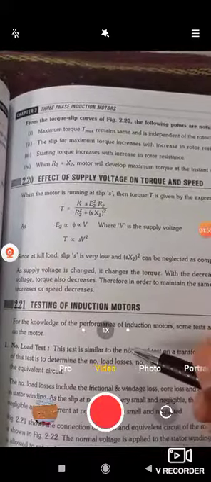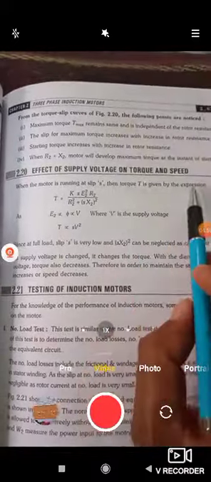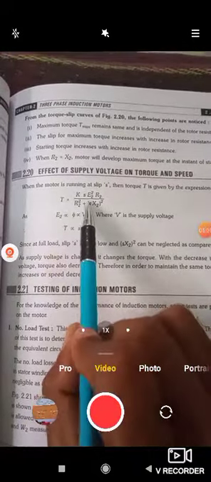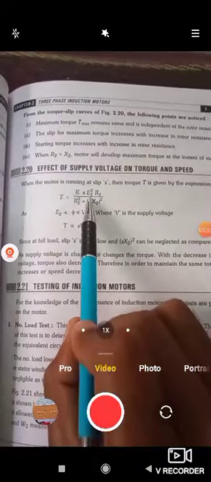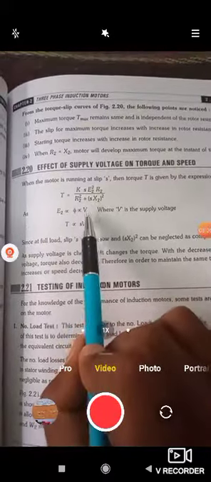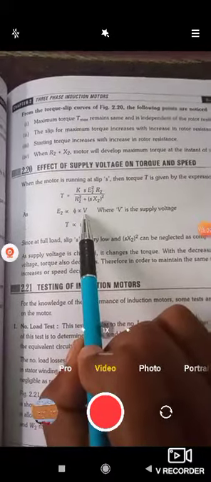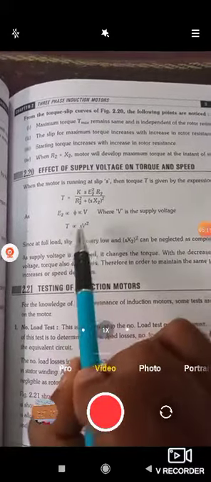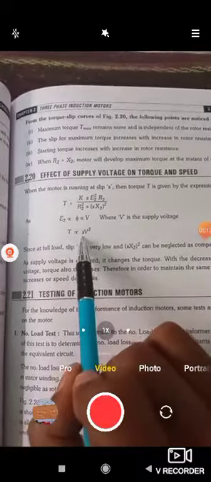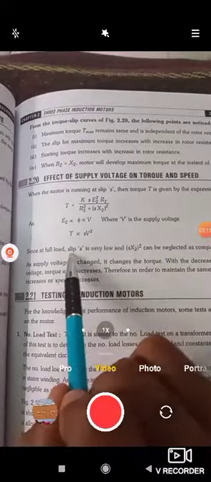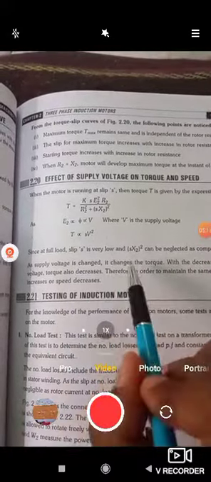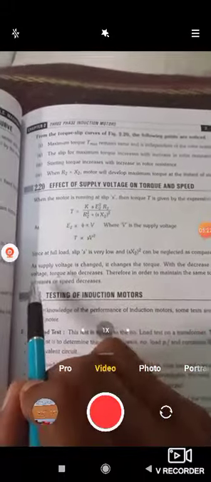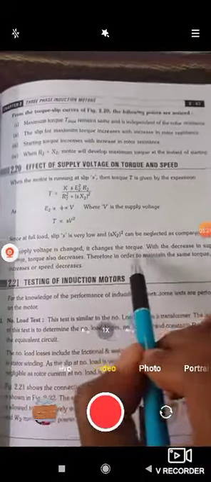Effect of supply voltage on torque and speed. From this equation, E2 is the voltage developed on the rotor, which is proportional to flux, and flux is proportional to supply voltage. So torque is proportional to S into V square. Since the full load slip S is very low, S X2 square can be neglected as compared to R2 square. As supply voltage is changed, it changes the torque.